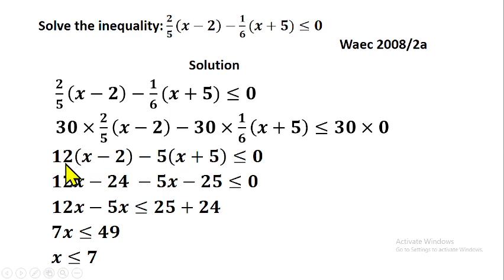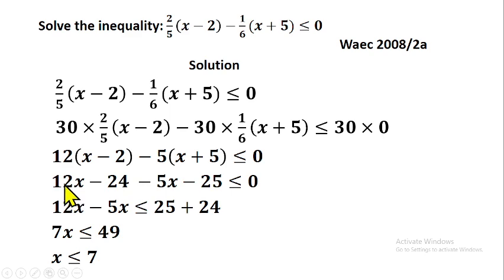Open the brackets. 12 times x gives us 12x. Then 12 times minus 2 gives us minus 24. Minus 5 times x gives us minus 5x. Minus 5 times plus 5 gives us minus 25, less than or equal to 0. From there, you can collect like terms as well.